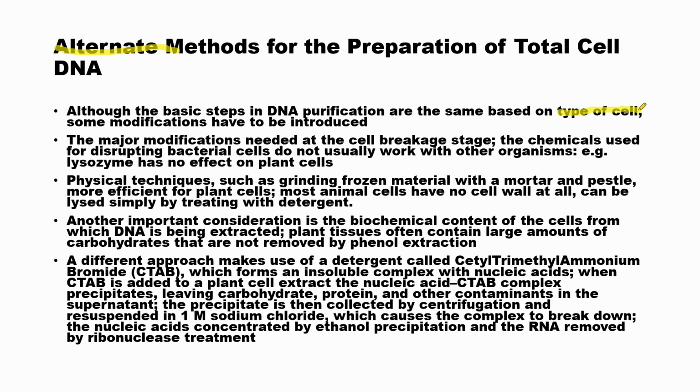For example, in the last two classes we have discussed the isolation of chromosomal DNA from bacterial cells. What happens if we are going for isolation of chromosomal DNA from a plant cell? Or what variation or modification do we have to make if we are going for the isolation of DNA from an animal cell? Such modifications we are going to discuss now.